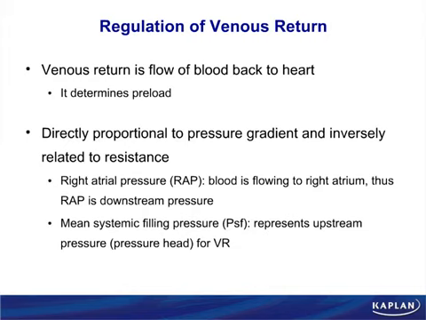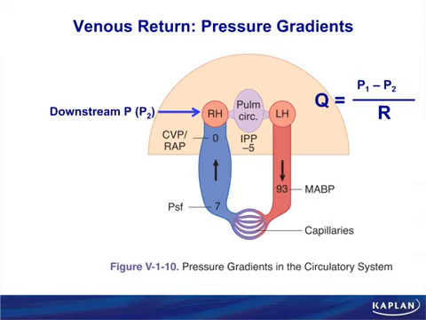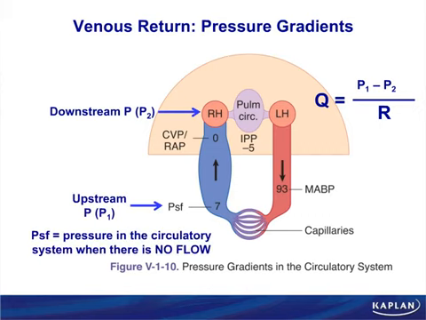And again, mean systemic filling pressure is that pressure when there's no flow. So for venous return, pressure flow resistance, we have to have a pressure gradient. And the pressure gradient is PSF minus right atrial pressure. Let's continue on with that idea. Here's our picture of the circulation, and we're just going to recap what we just stated on the previous slide. So venous return is the arrow to the left on the venous side. All right, that's venous return. That's the flow of blood coming back to the heart.